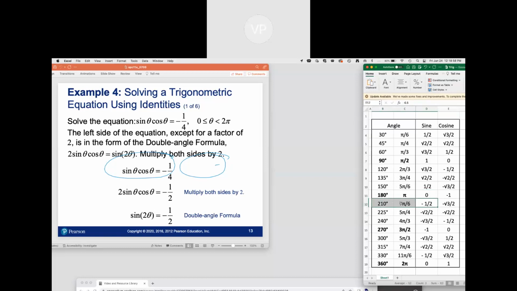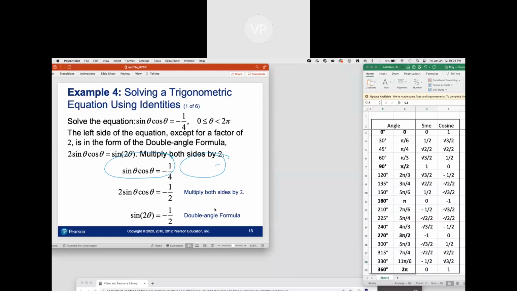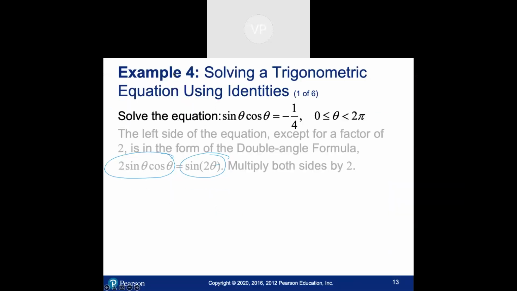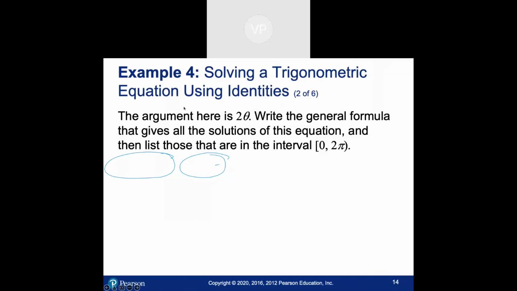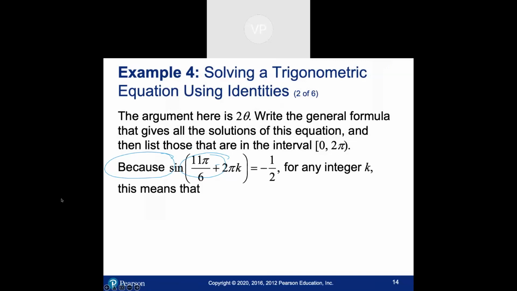Well, it's here at 210 degrees or 7 pi over 6. And it's also down here at 330, 11 pi over 6. So those are my 2 angles that are going to be equal to the inside of the trig function. So, show you there. Okay, so there's your argument, your 2 theta.